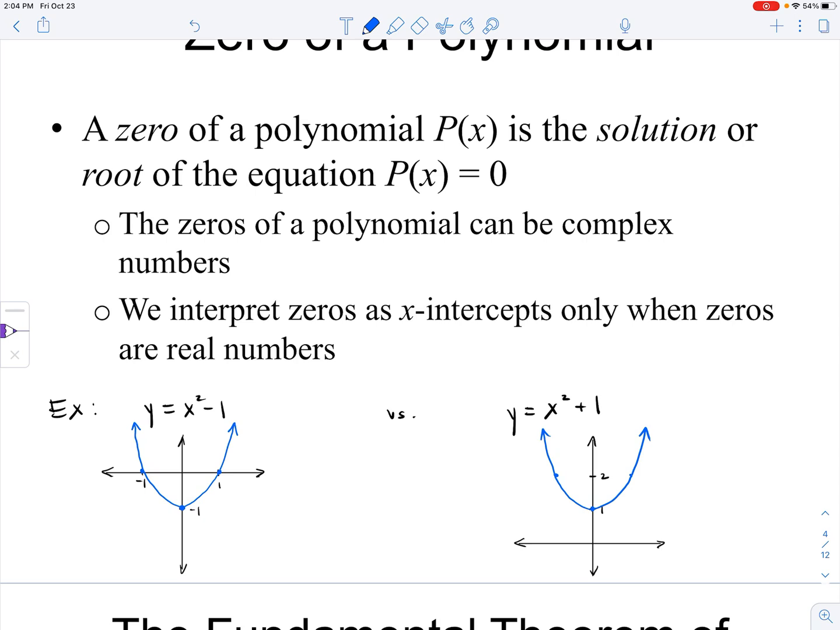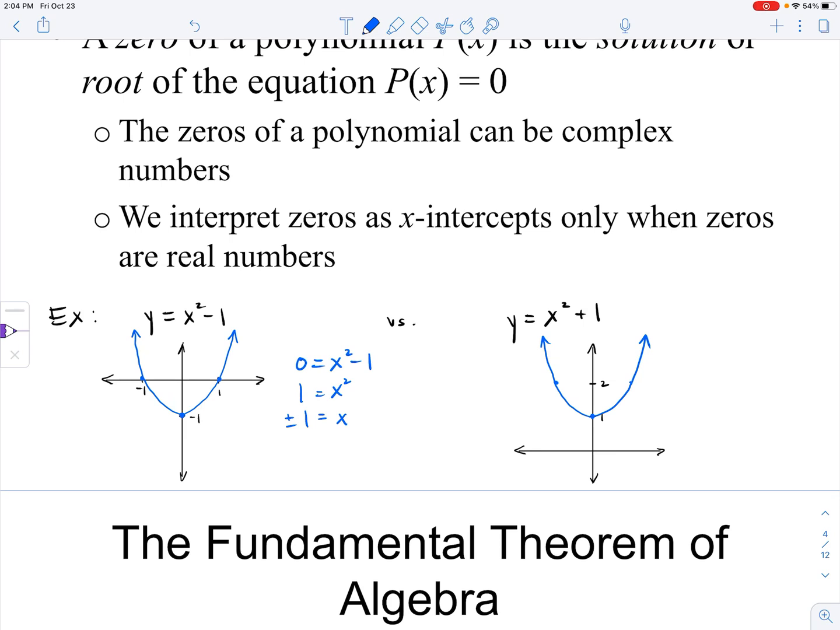Y equals x squared minus 1 is x squared shifted down 1 unit, and x squared plus 1 has the graph shifted up 1 unit. If I set x squared minus 1 equal to 0 and solve for the roots, I could use the square root method, where I get x equals plus or minus 1. Those are the real zeros, right? 1 and negative 1 are both real numbers. They're also technically complex numbers. If you're asked for all of the complex zeros, you would list negative 1 and 1, or you could represent those as negative 1 plus 0i and 1 plus 0i. But they're real zeros, meaning those values correspond to x-intercepts at negative 1, 0 and 1, 0.